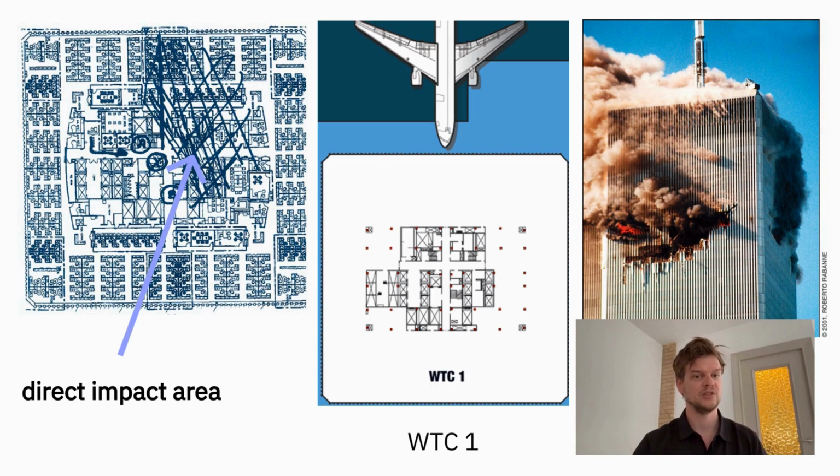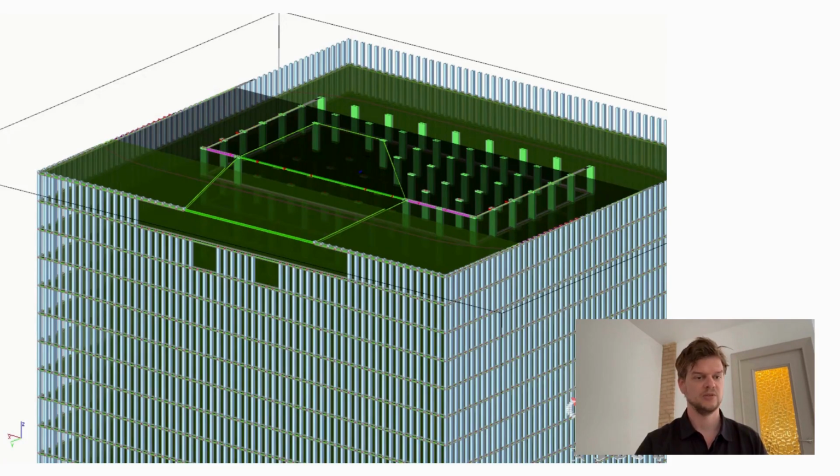The second image clearly shows that the plane hit the building in the weak direction, meaning the long side of the building along the shorter axis of the core. The third image shows the damage to the facade on the north side, where the plane struck. Let's take a look at the model.